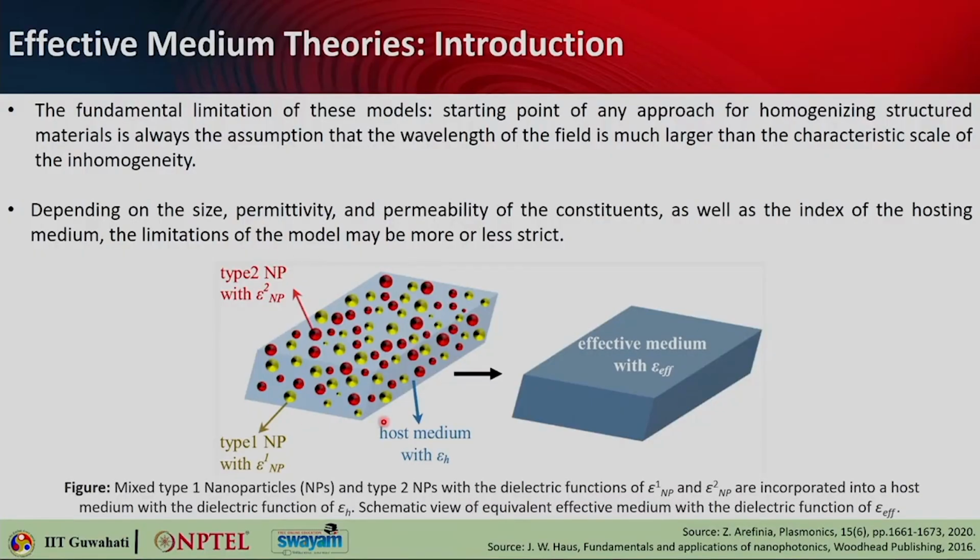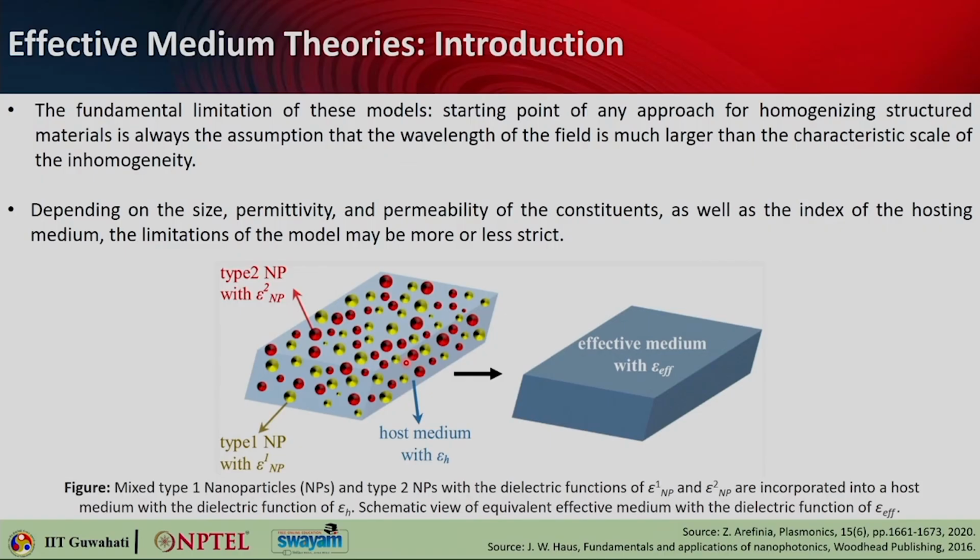Here you see you have a host medium with permittivity epsilon h, and it has some inclusions which are basically nanoparticles. These are two different types of nanoparticles being mixed here. One is type 1 nanoparticles, with permittivity epsilon 1 Np, and the other type has a permittivity of epsilon 2 Np. Okay. And then these are all homogeneously distributed, or you can say randomly distributed, it does not matter, the distribution does not matter here.